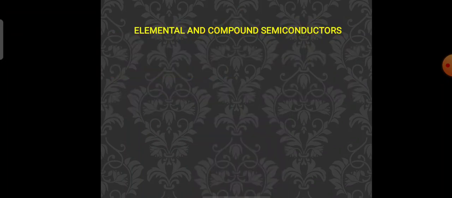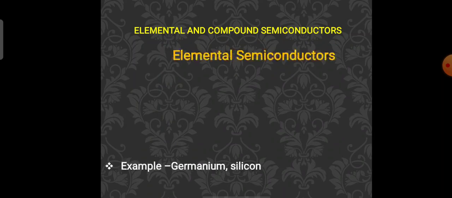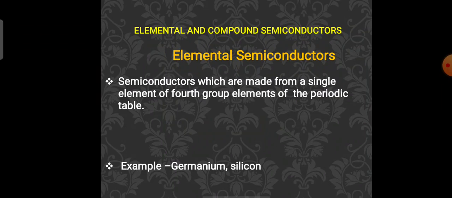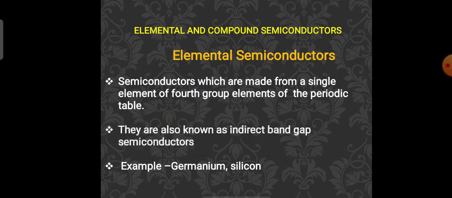Next, based on the element present in the periodic table, we can classify as elemental and compound semiconductors. First of all, elemental semiconductors. The examples for elemental semiconductors are germanium and silicon. Elemental semiconductors are semiconductors which are made from a single element of fourth group elements of the periodic table. These elemental semiconductors are also known as indirect bandgap semiconductors.